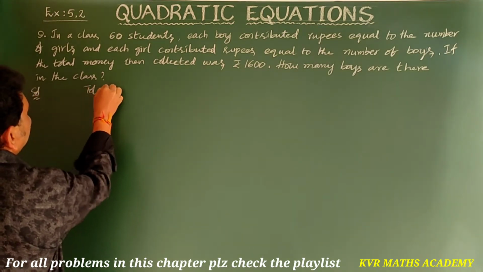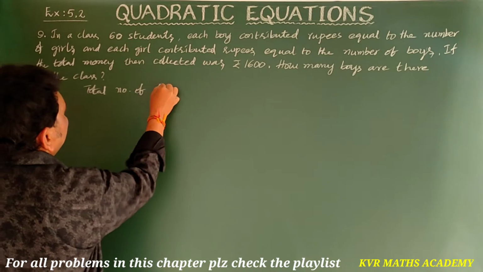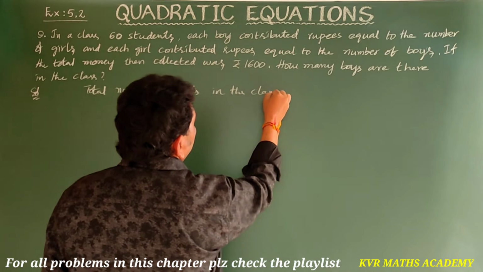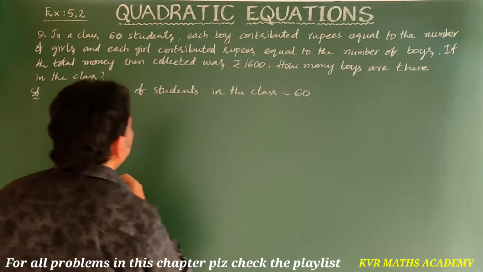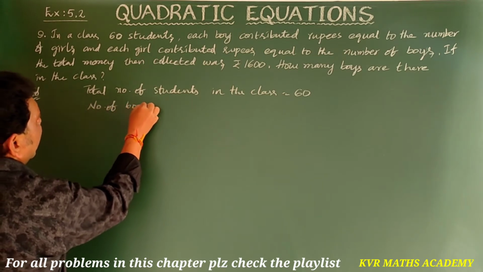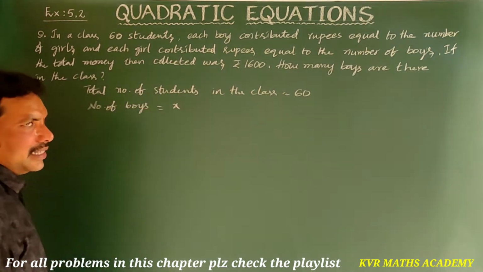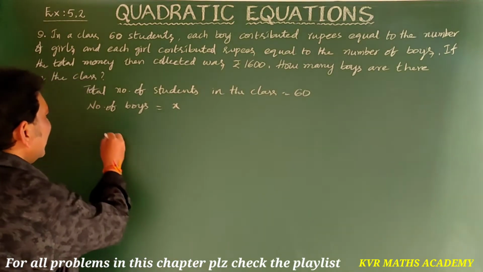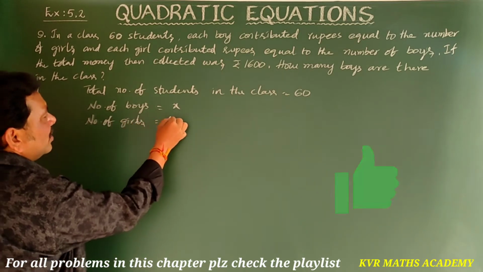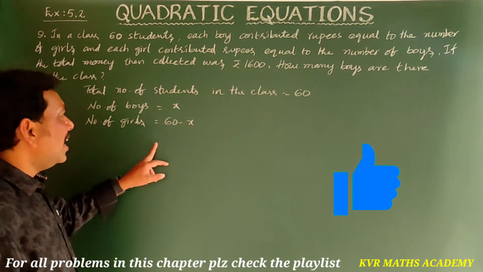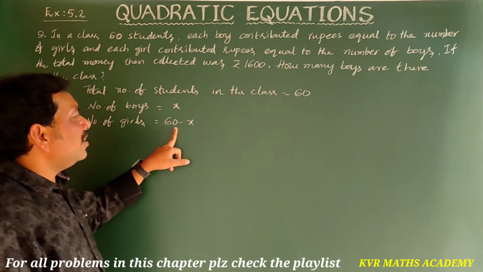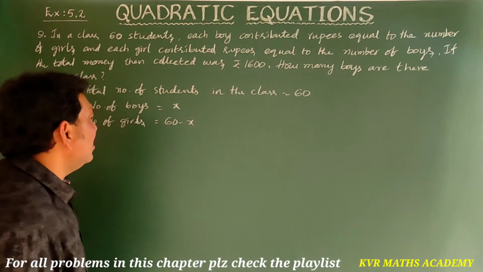Total number of students in the class is 60. Let the number of boys be x. Number of boys is equal to x. Then the number of girls is equal to 60 minus x. Here the total number of students is 60, the number of boys is x, so the number of girls is 60 minus x, isn't it?